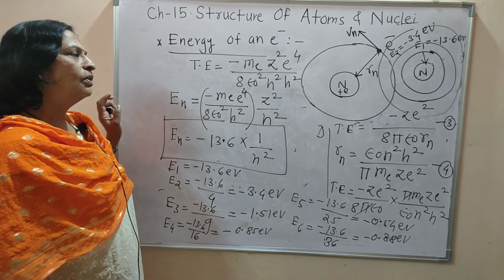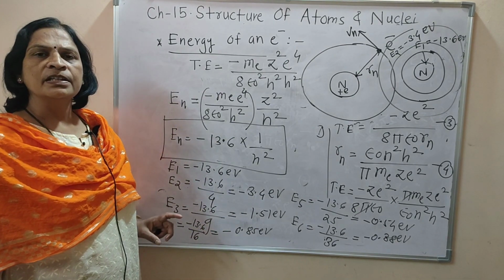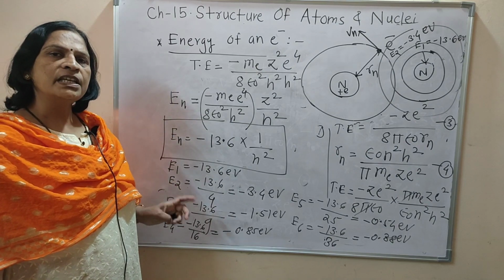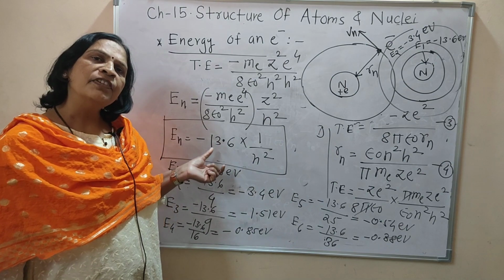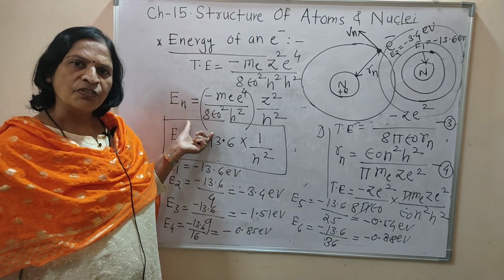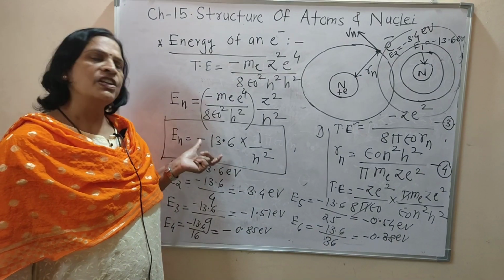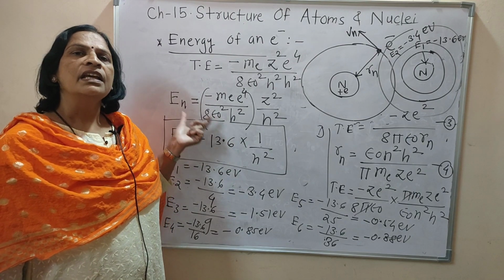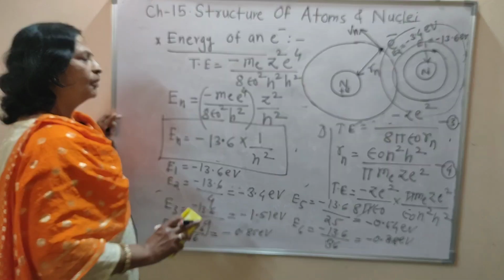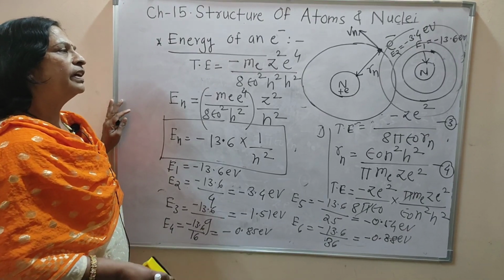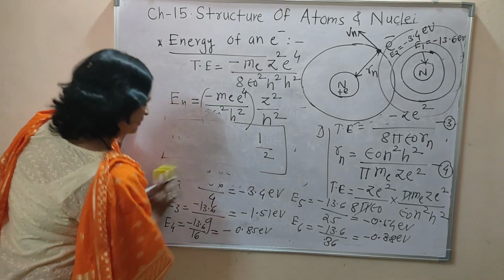Now we have to define three different definitions. First is the excitation energy of the electron. Second definition, that is the binding energy of an electron, and third definition, that is the ionization energy of the electron. Now we will study these three different definitions.